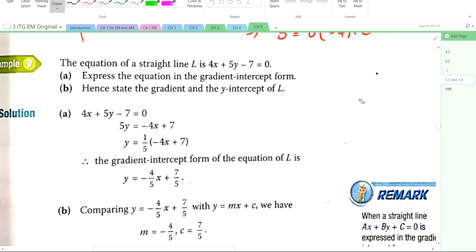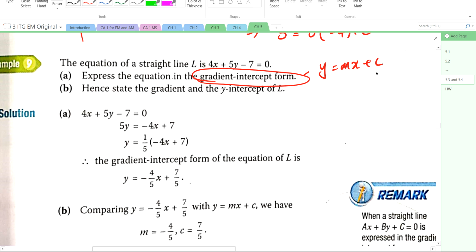Some of the terms that you need to be familiar with: gradient-intercept form. Because a line can have different equations. For example, y equals mx plus c. This is one form of the equation that you can take. It could be y minus mx equals c. This is again another straight line, but it has a different form. For the gradient-intercept form, it just means that I will be able to tell the gradient and the y-intercept from the equation straight away. And it must be in the form y equals mx plus c.